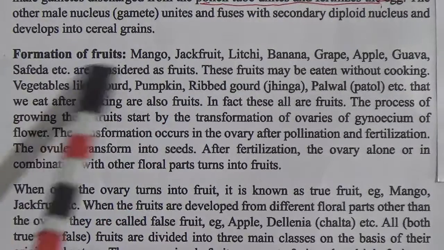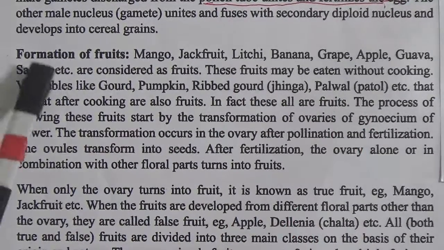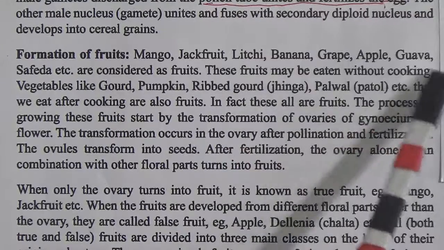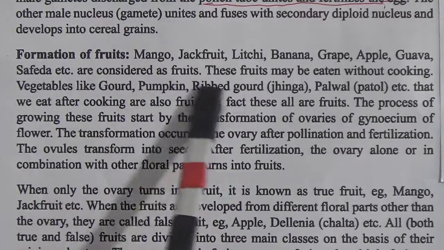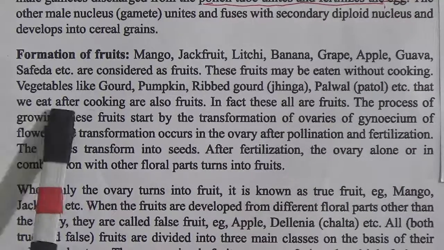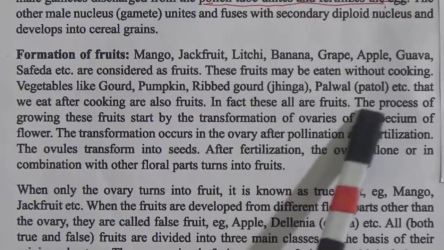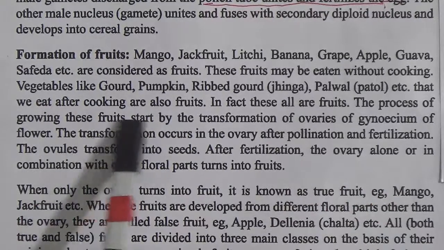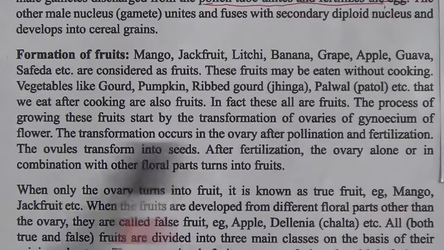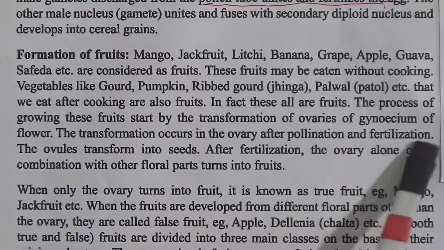Now come to the formation of fruits. Mango, jackfruit, lychee, banana, grapes, apple, guava, sapota, etc. are considered fruits. These fruits may be eaten without cooking. Vegetables like gourd, pumpkin, ridge gourd, that means jhinga, potol, etc., that we eat after cooking, are also fruits. In fact, these all are fruits. The process of growing these fruits starts with the transformation of the ovary of the gynoecium of the flower. The transformation occurs in the ovary after pollination and fertilization.